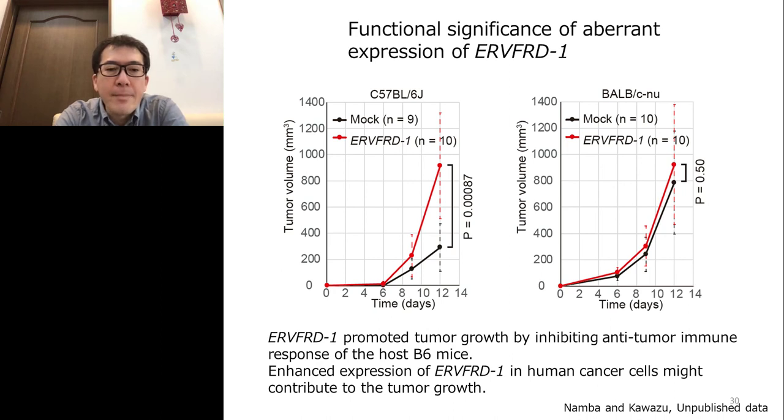In contrast, MC38 cells expressing ERVFD1 and control MC38 cells generated tumors with similar size. So these data indicated that ERVFD1 promoted tumor growth by inhibiting the anti-tumor immune response of the host B6 mice, and that enhanced expression of ERVFD1 in human cancer cells might contribute to tumor growth.